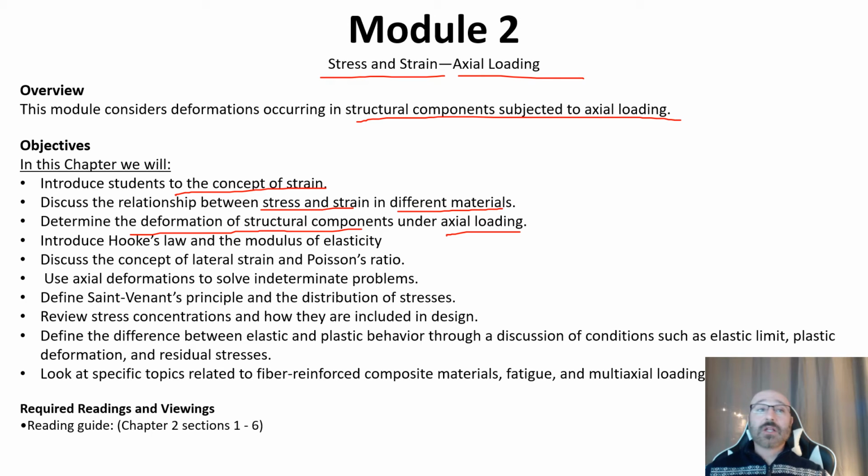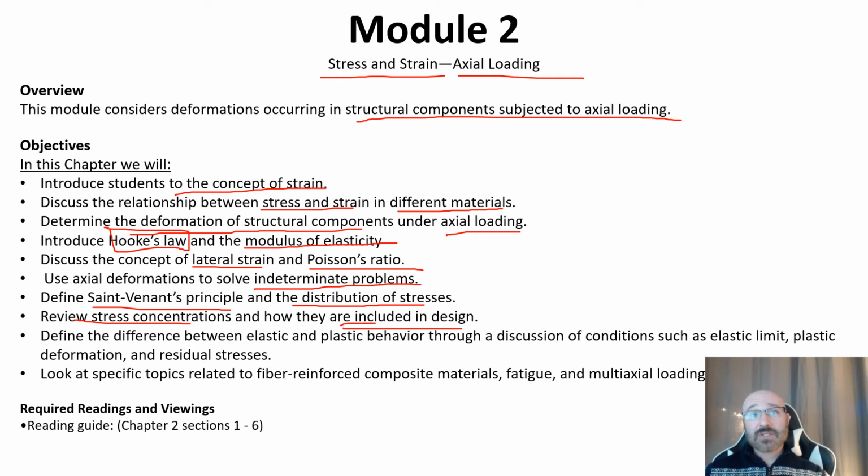We're also going to introduce Hooke's law and how this relates to the modulus of elasticity, and discuss the concept of lateral strain and Poisson's ratio. We're going to continue on with axial deformations to solve indeterminate problems, and take a look at St. Venant's principle and the distribution of stresses. We'll review stress concentrations and how they're included in design.